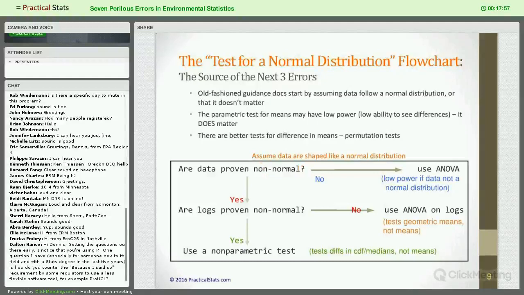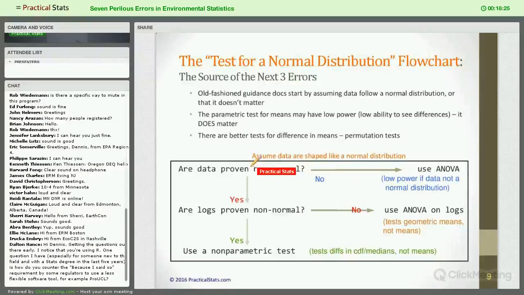So first I'll run a test for normality. So it's an assumption that the data follow a normal distribution. If you cannot prove that they are non-normal, so you have to go with the assumption of normality, you'd go over to the right and run a t-test or analysis of variance, depending on how many groups there are. These are the traditional parametric procedures developed back in the 40s and 50s.